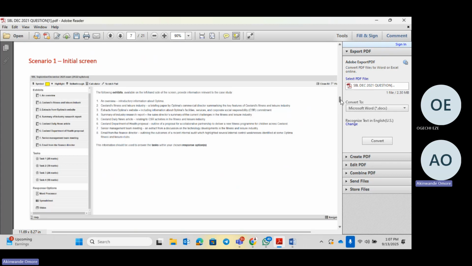Which of the exhibits? The Ministry of Health, Department of Health proposal. I think it should be that one. That is exhibit 6, SB6. Exhibit 6.